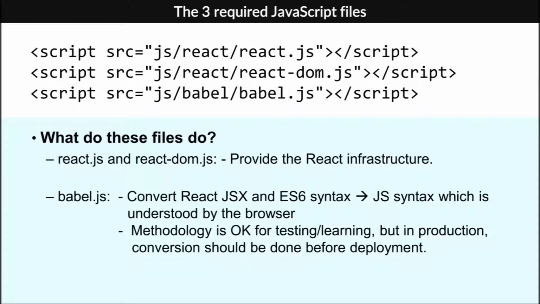2 are to do with React, and the 3rd is to do with translation. The React ones provide the React infrastructure, and the Babel.js provides the conversion support on the fly when you're running it from the browser. Babel will kick in, intercept your React JSX and any ECMAScript 6 syntax you might be using, and convert it to a version that the browser will understand.